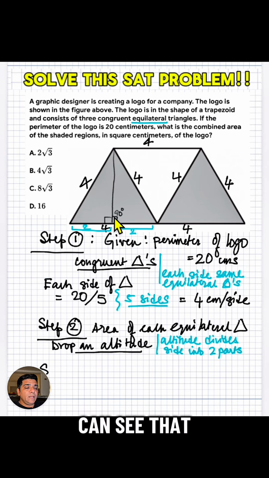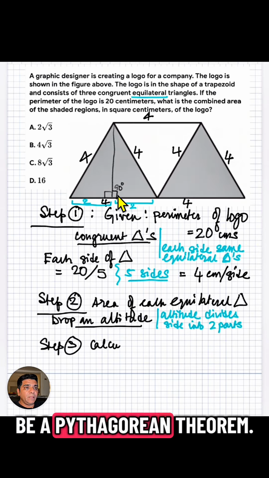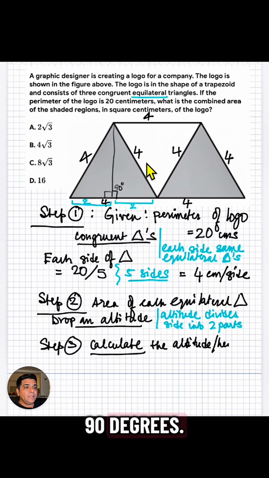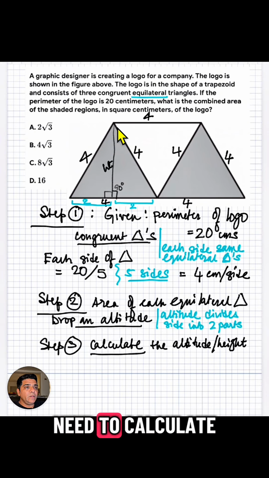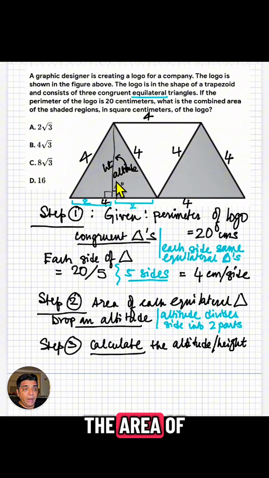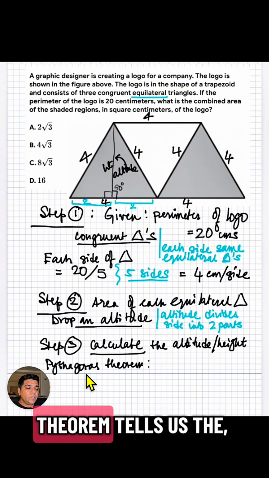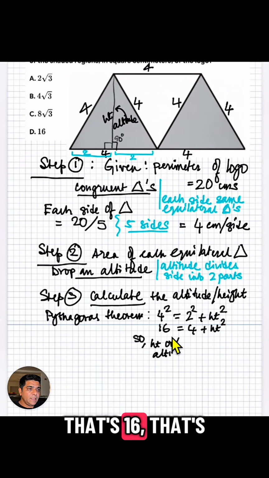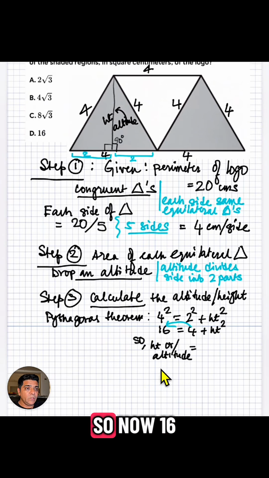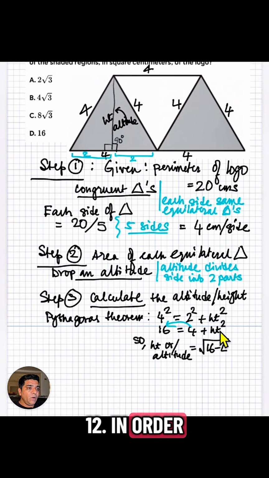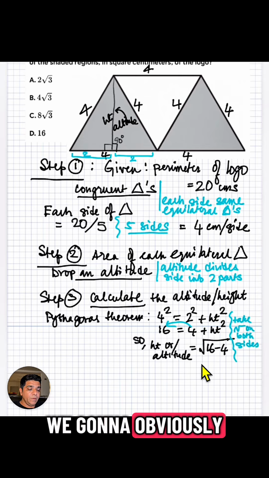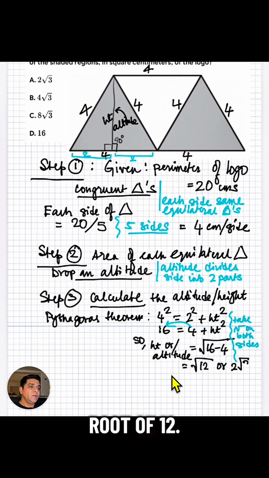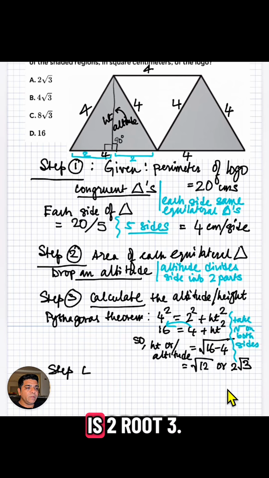And now we can see that this is nicely set up to be a Pythagorean theorem setup, because of the 90 degrees, this is the hypotenuse, and we need to calculate the height or the altitude to get to the area of each triangle. Okay, so the Pythagorean theorem tells us the hypotenuse squared equals this altitude squared plus 2 squared. So let's go and solve that. That's 16, that's 4. Bring the 4 to the other side. So now 16 minus 4 is 12. In order to get the height, we take the square root on both sides. We get the square root of 12. We're obviously not going to take the negative square root of 12, it's only going to be the positive one. The square root of 12 is 2 root 3.